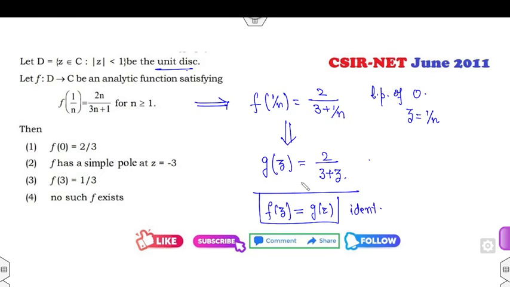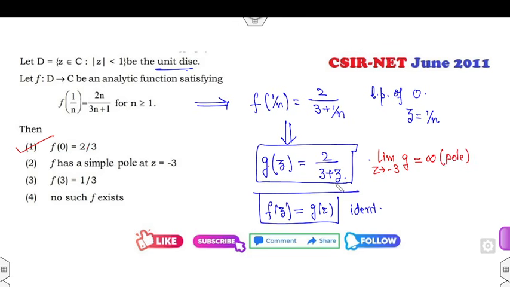So once this identity theorem coincides, then we can look at these options. F of 0 is 2 by 3. Both are same. What is the g of 0? 2 by 3. Simple pole. What is the pole? Firstly, we will see z approaches minus 3 of g. It is my infinity. Yes, it's a pole. How you can check about the simple? Because the degree is 1, it is a simple pole. F of 3 is my 1 over 3. 2 over 6, 1 over 3, fine.